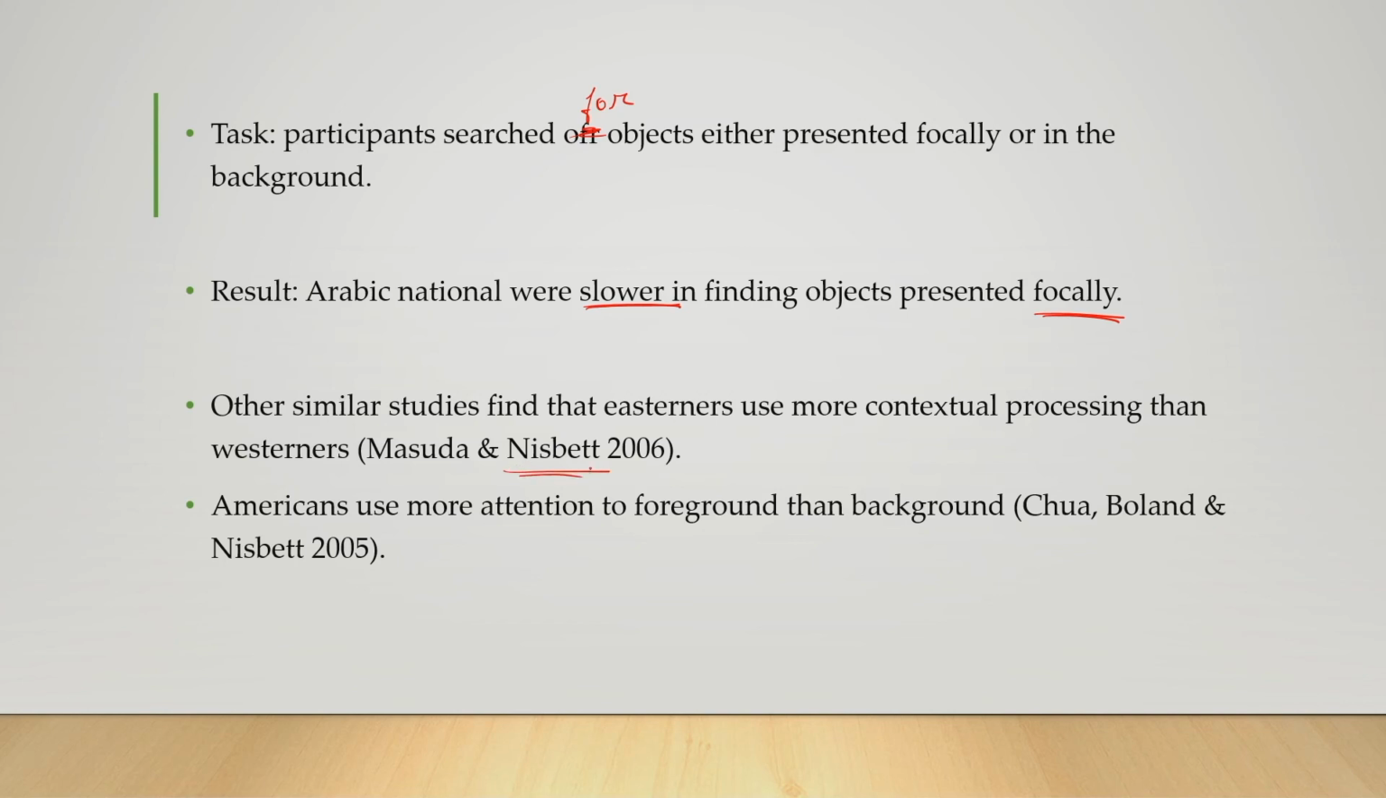Specifically, Nisbett and his group have done many studies in this domain, where they have shown that Easterners use more contextual processing than Westerners, and Americans, for example, pay more attention to the foreground than the background. So, there have been some interesting studies on how Eastern and Western cultural variation plays out in attentional allocation, whether in a linguistic or a non-linguistic task. Many more such studies are coming out, but the results are not yet conclusive.